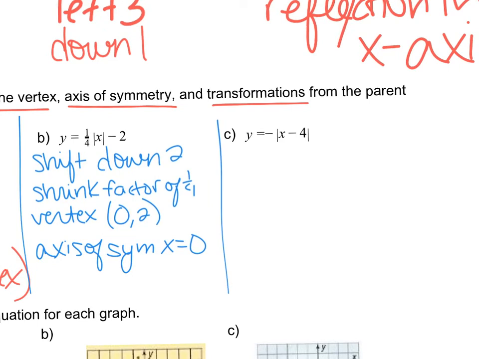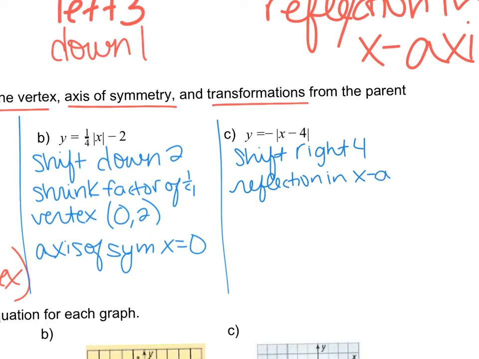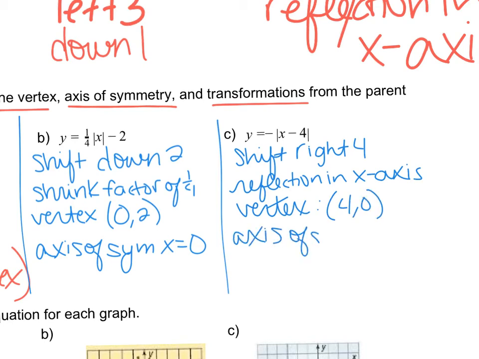Okay, this next one looks like when it's inside the absolute value, that's either left or right. And so x minus 4 would be a shift right 4. And you also have that negative sign out front. So do you remember? That is the reflection in the x-axis. Okay, so the vertex, if you start at the origin and you shift right 4, that would put you at 4, 0. So the axis of symmetry is going to be x equals 4.